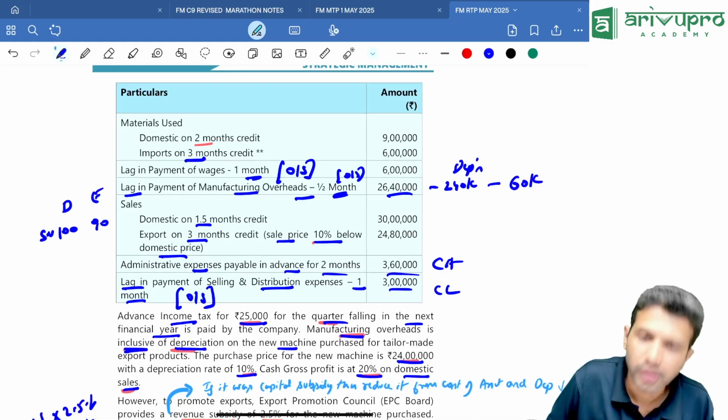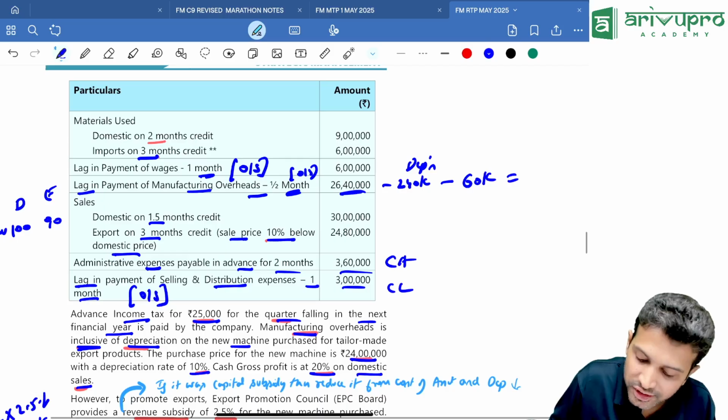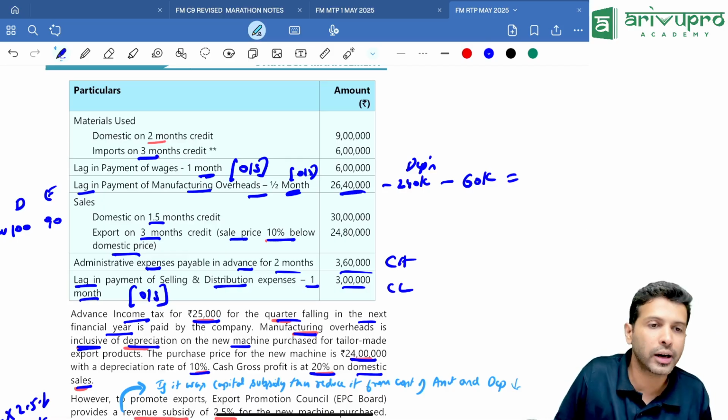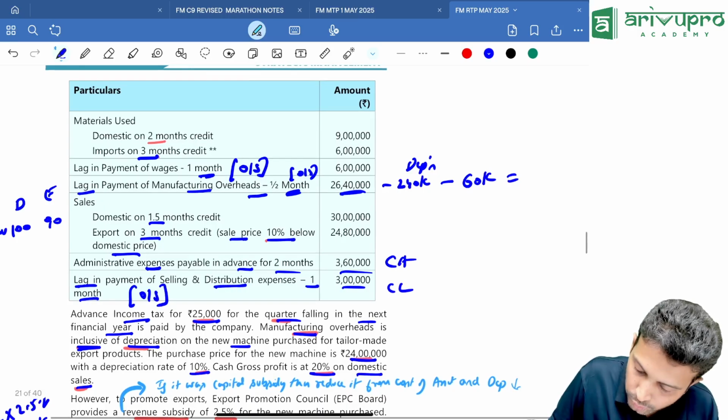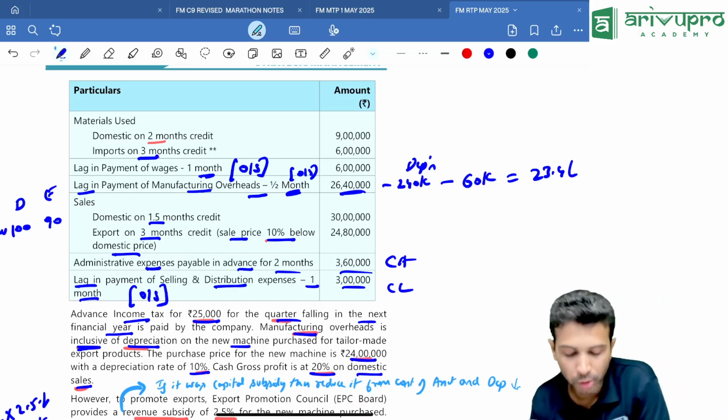How much is that gain? 60,000. So if you net this off, how much is your net manufacturing overhead? From 26 lakh 40,000, if you reduce 240, you will get 24 lakh. If you reduce 60 again, you will get what? 23 lakh 40,000. That is the net number of manufacturing overheads.